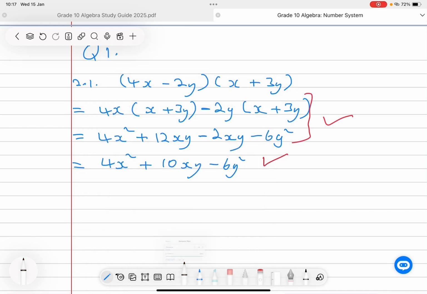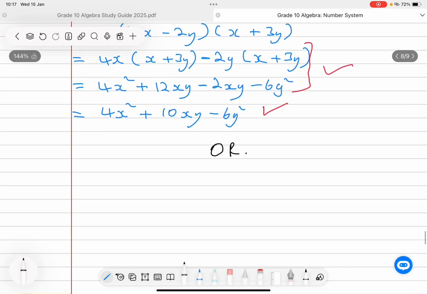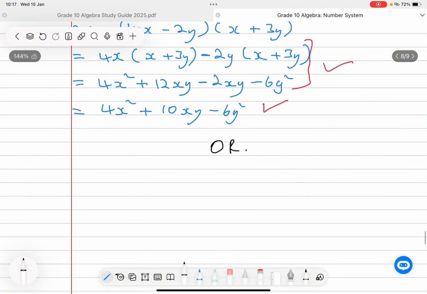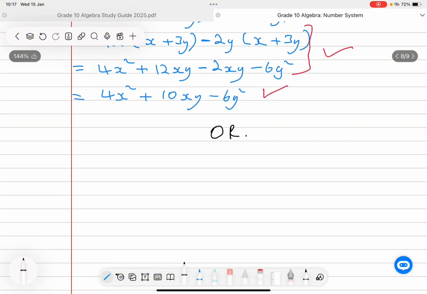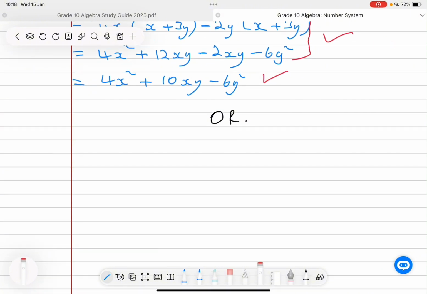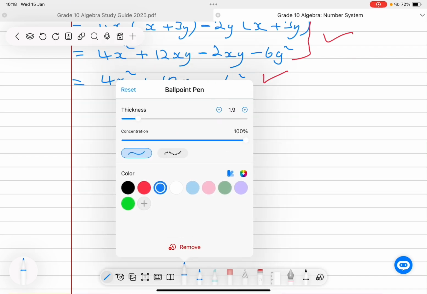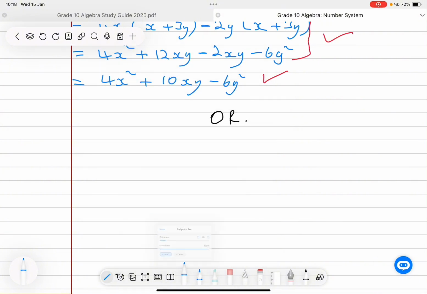Now, this scrutinization of the question actually helps us to find another method of solving this expression. So let me rewrite this expression so that I can explore this method or teach you this second method. The question was 4x minus 2y, x plus 3y.